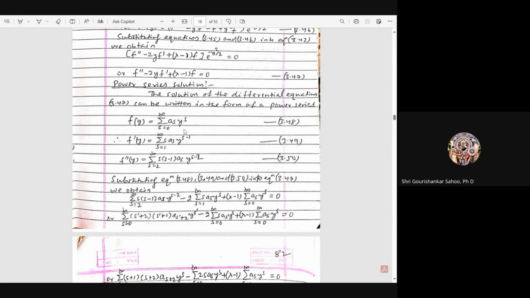So these are the three terms, and by putting them in the differential equation, that is f double dash minus 2y f dash plus lambda minus 1 f is equal to 0, you have summation s is equal to 2 to infinity s into s minus 1 a_s y to the power s minus 2, minus 2 multiplied by summation s is equal to 1 to infinity s a_s y to the power s, plus lambda minus 1 multiplied by summation s is equal to 0 to infinity a_s y to the power s, is equal to 0.